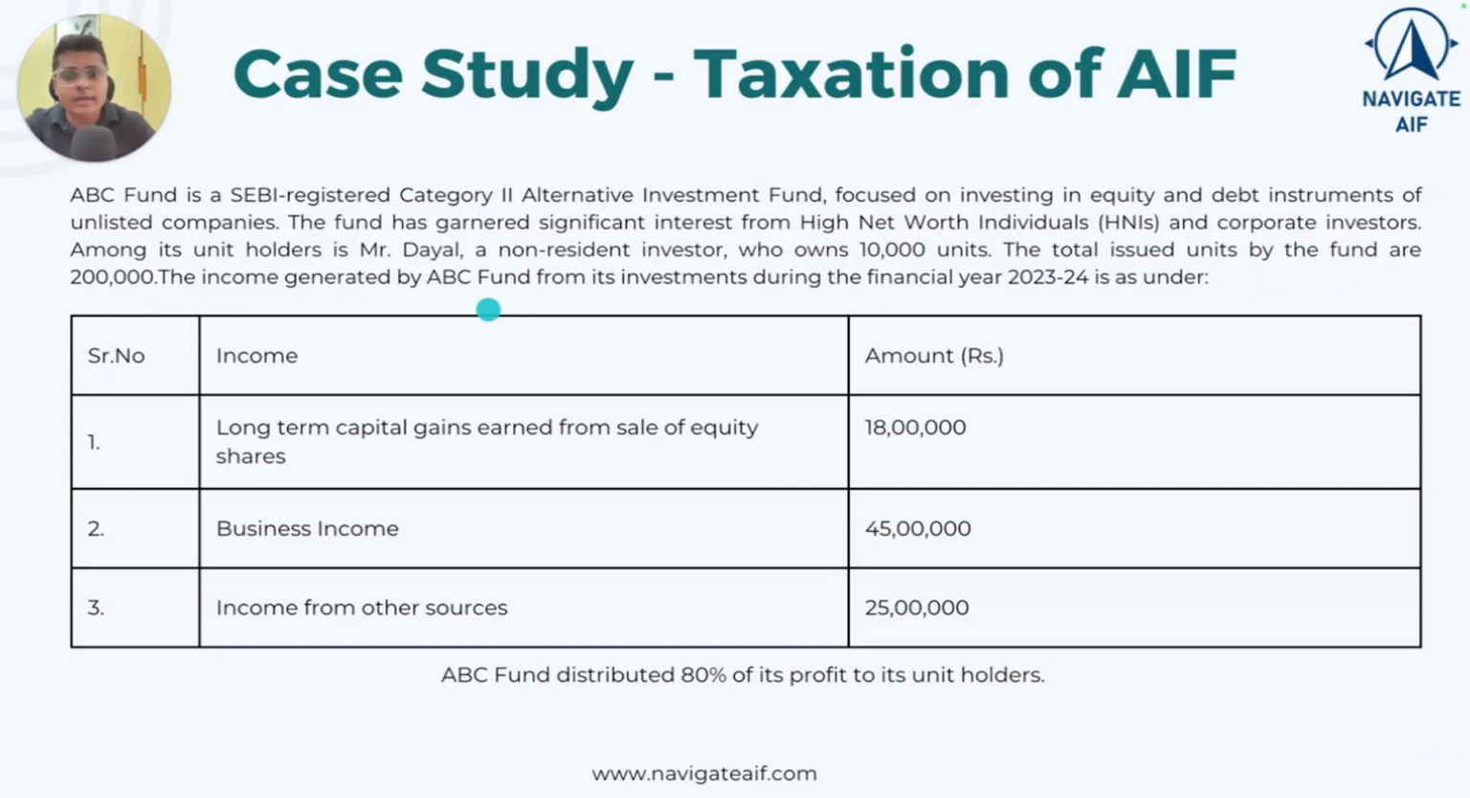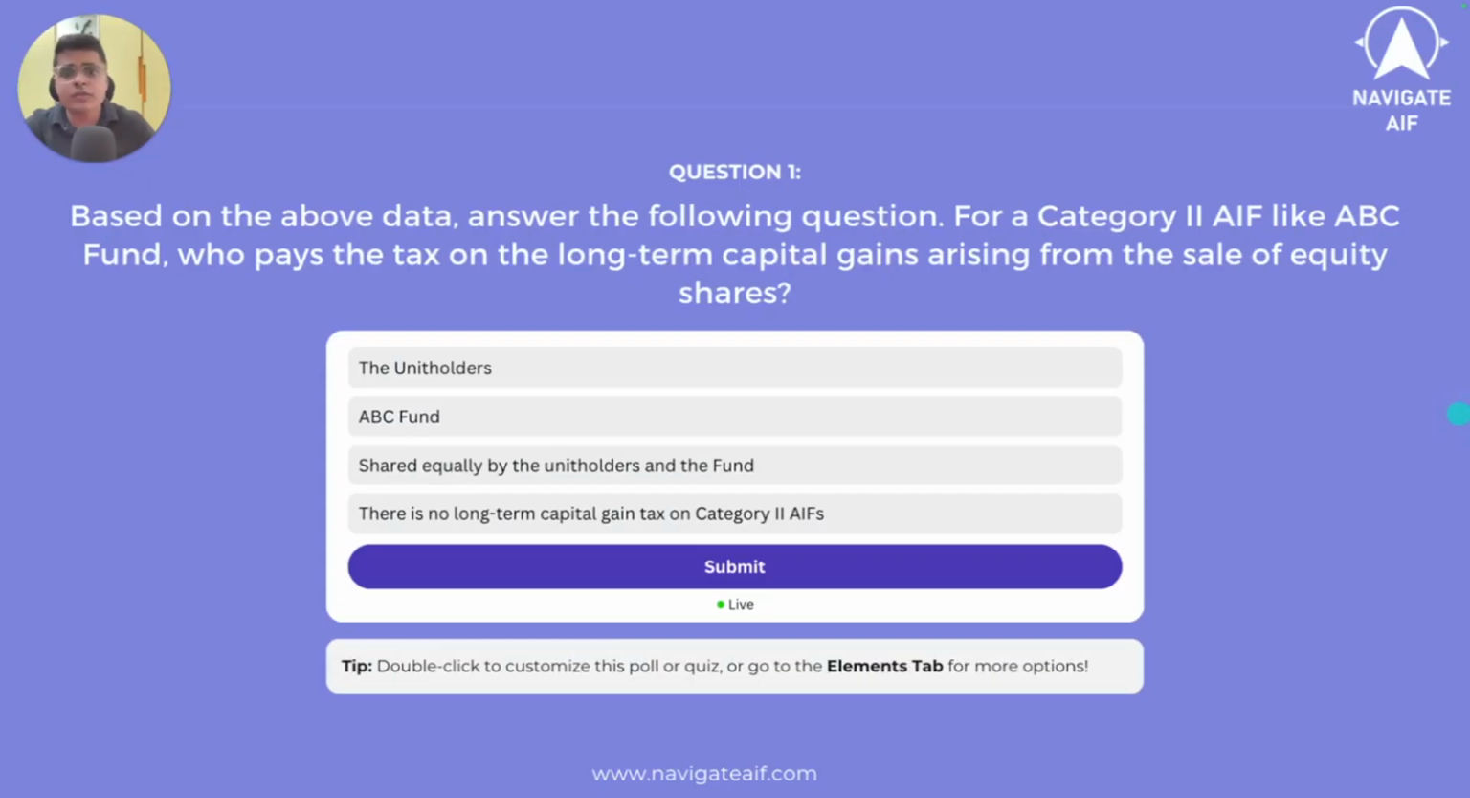The income generated by ABC Fund from its investments during financial year 2023-24 are provided here. So you can see the LTCG earned from sale of equity shares being 18 lakh rupees, the business income being 45 lakh rupees, and the income from other sources being 25 lakh rupees. The question also tells us that ABC Fund has distributed 80% of its profit to its unit holders. So have you got all of this in mind? So let's see what the first question is.